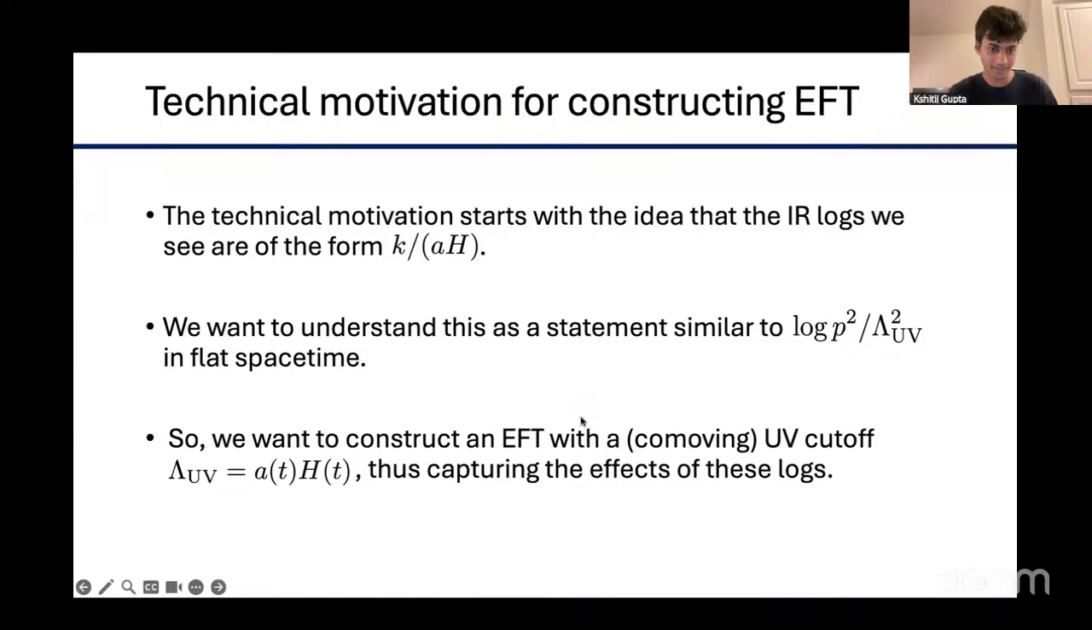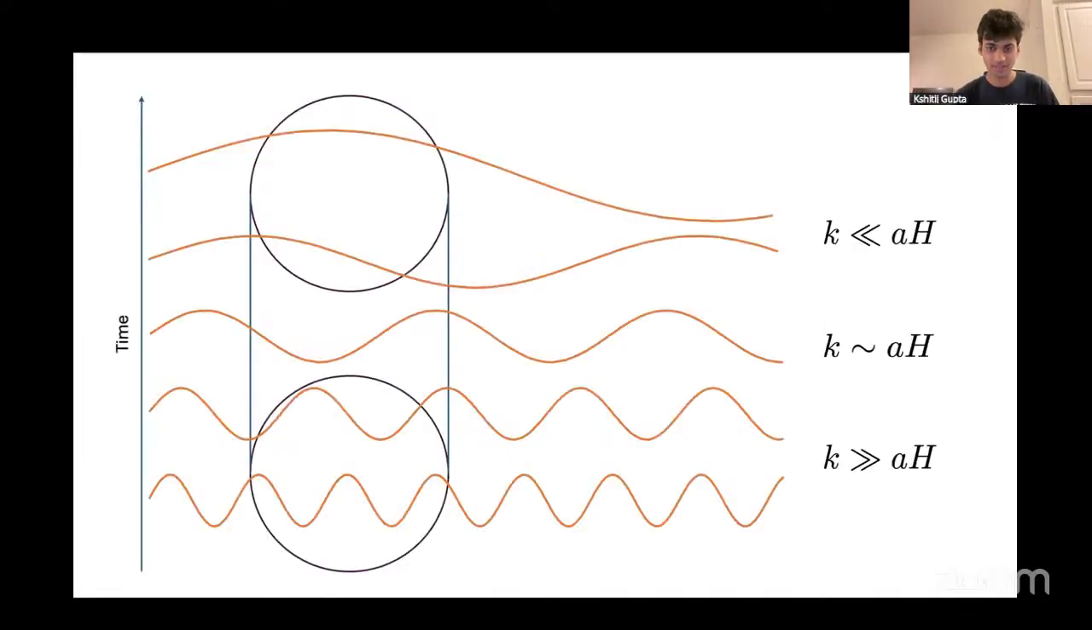Just making that analogy, what we want to do is construct an EFT with a cutoff given by lambda comoving equals aH, because k is the comoving momentum. So we want a comoving cutoff given by aH so that we can reproduce the IR divergence behavior. Physically, a very clear thing is happening.